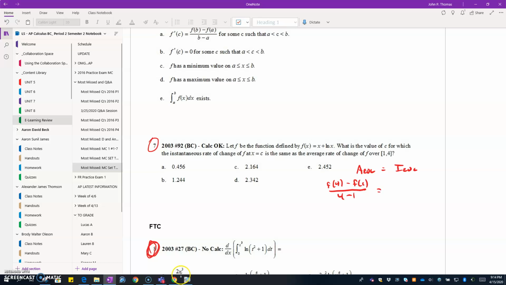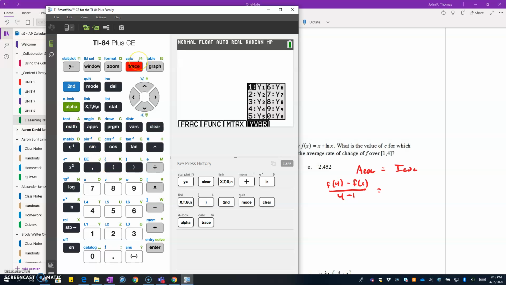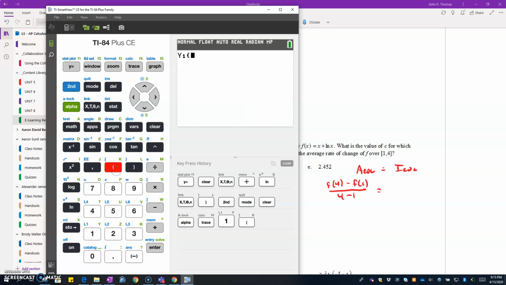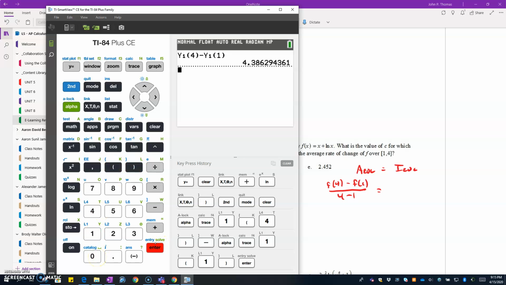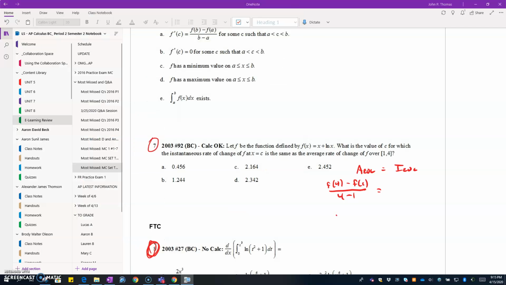This will give me the average rate of change. All right, so on my calculator, I'm going to do alpha trace, choose number 1. I'm going to plug 4 into that, minus alpha trace. I'm going to choose 1. I'm going to plug 1 into that. I'm going to hit enter, and then divide by 3. All right, so that gives me an average rate of change of 1.462.